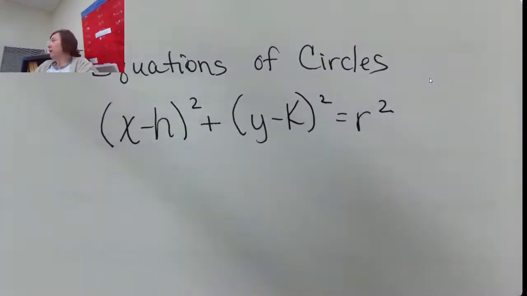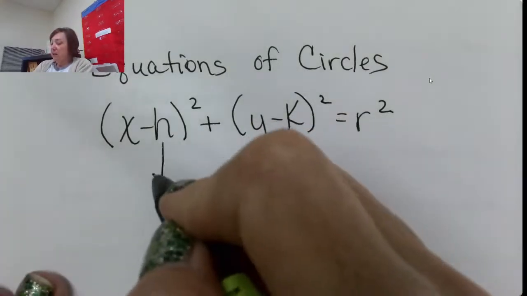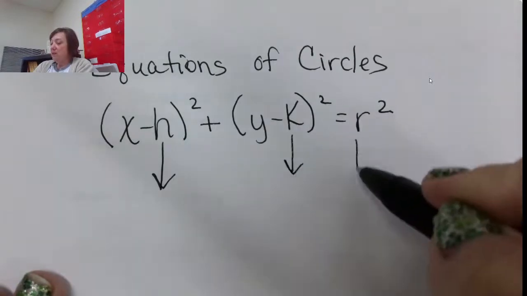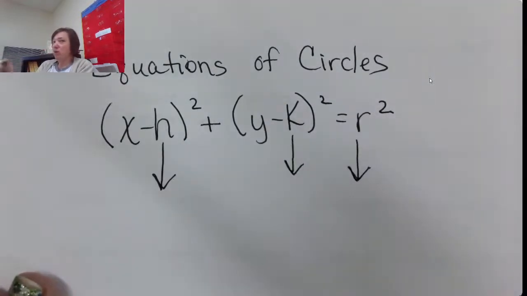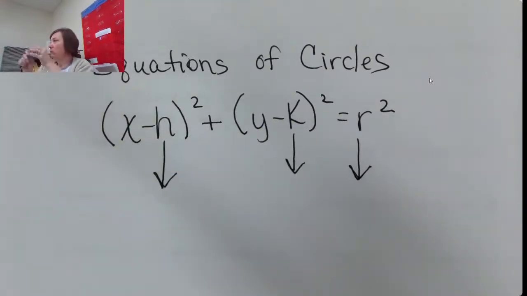Which looks complicated, right? But this and this are numbers. We're going to talk about where those numbers come from in a second. And then x and y are always just the x and the y. It stays the variable.